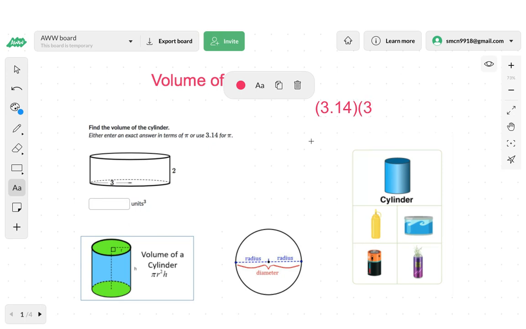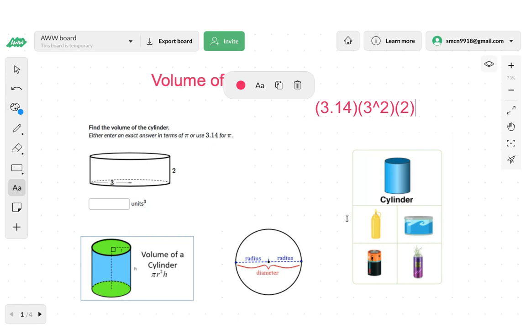So I'm going to do 3, and now it says to do r squared. So I'm going to put a little 2 up there. You could either do this, or you can just put 9, because 3 times 3 is 9. Entirely up to you. And then we're just going to input the height, which is 2.